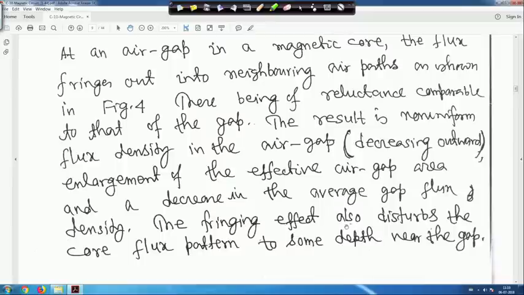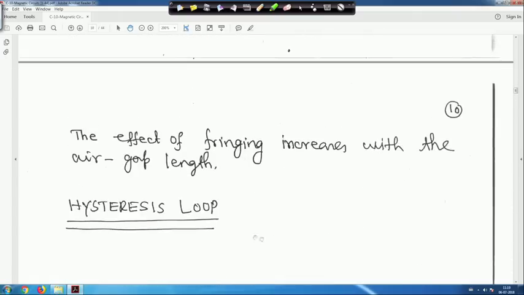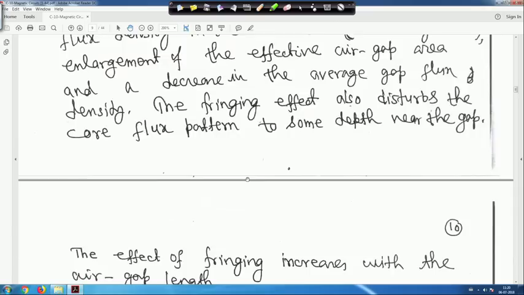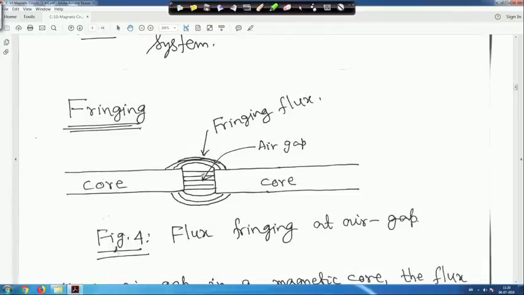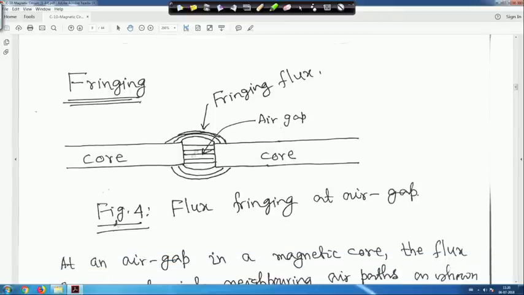The fringing effect also disturbs the core flux pattern to some depth near the gap, right, and the effect of fringing increases with the air gap length. It depends on the length, right. So if the air gap length increases, the fringing effect also will increase. Although we will not study this in detail in this course, it is just to give an idea that flux density is not uniform, and because of fringing the effective air gap area is affected. So, this is called fringing.